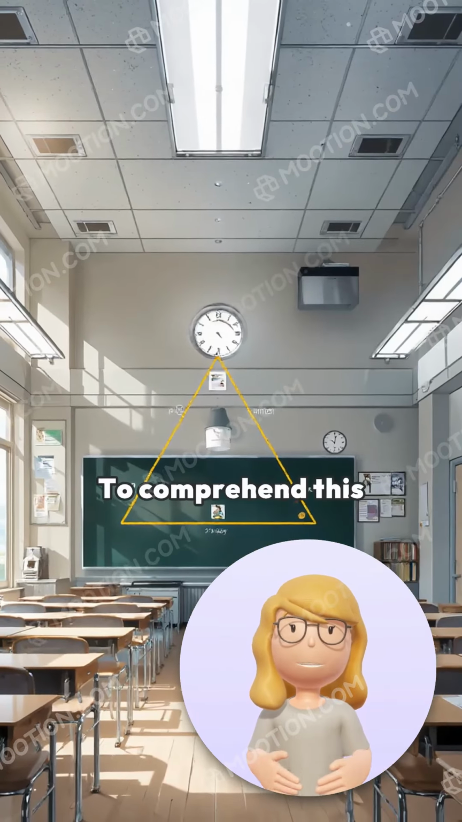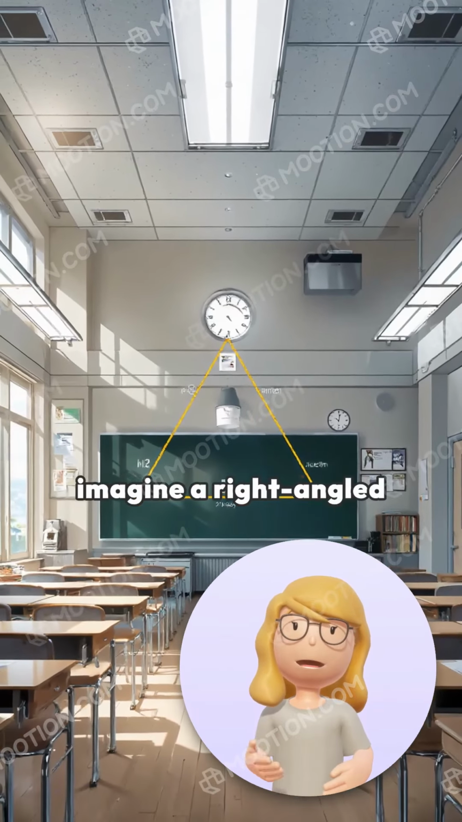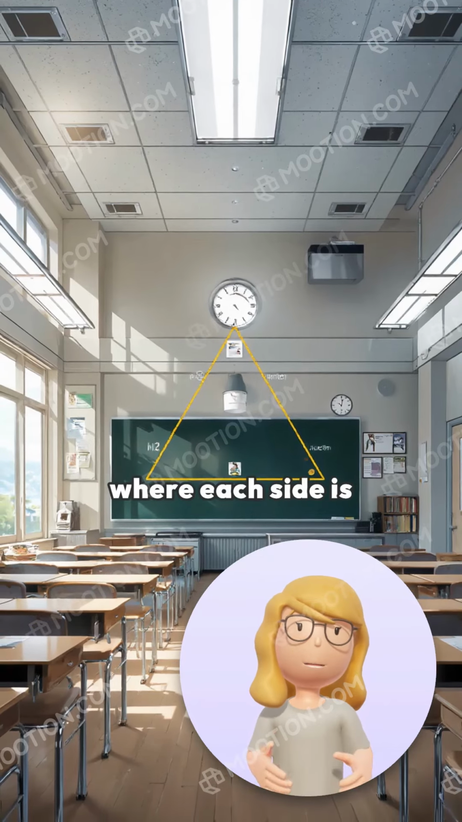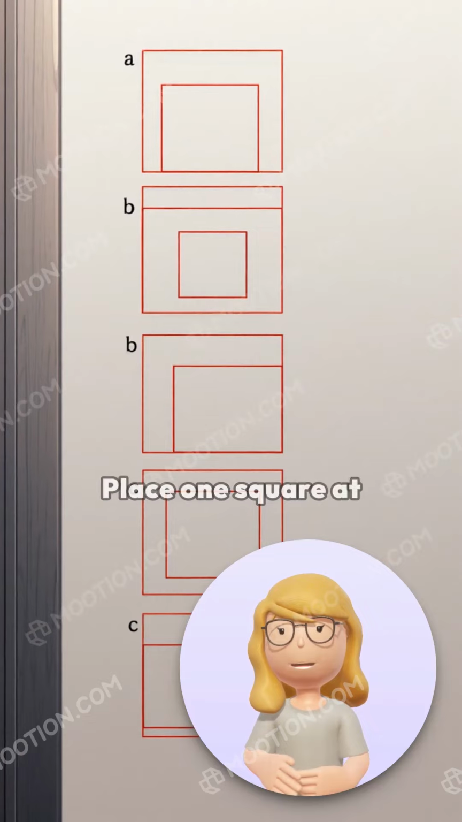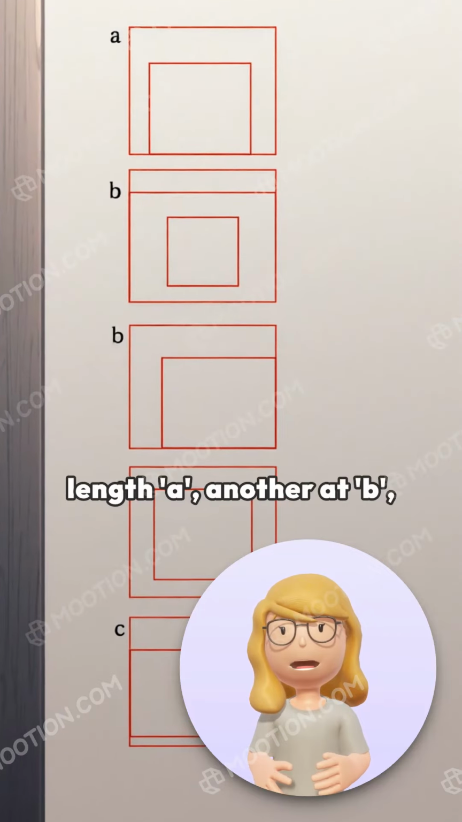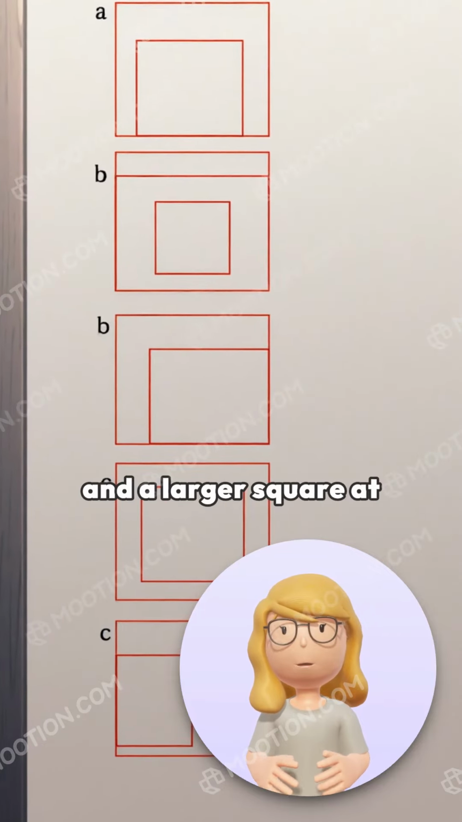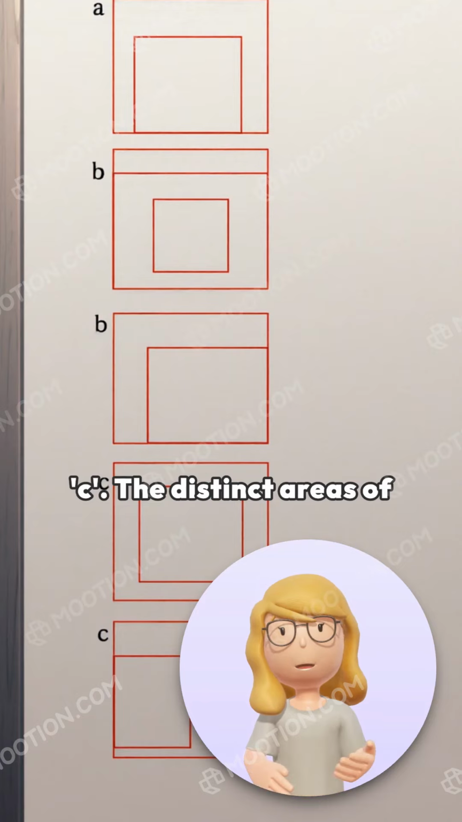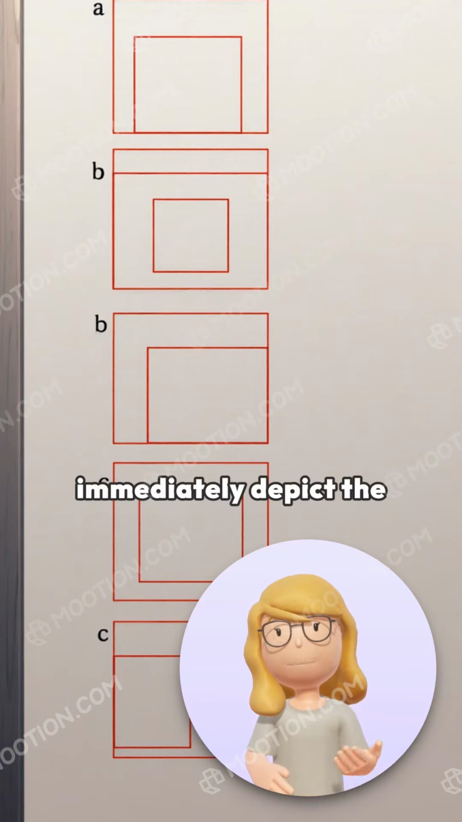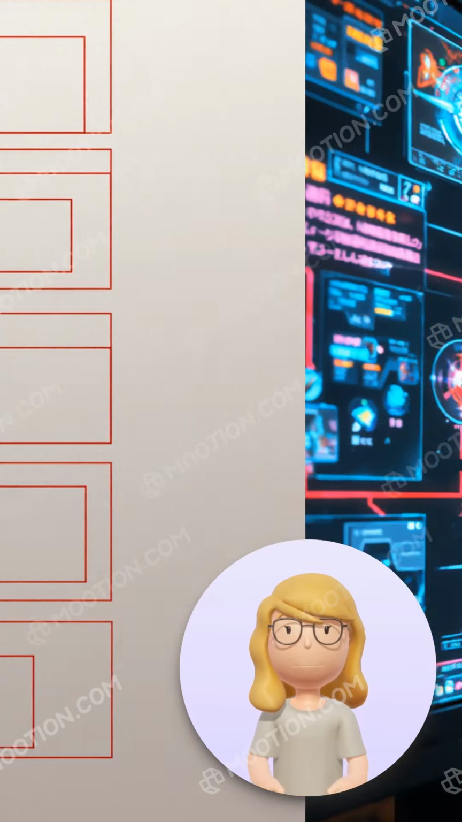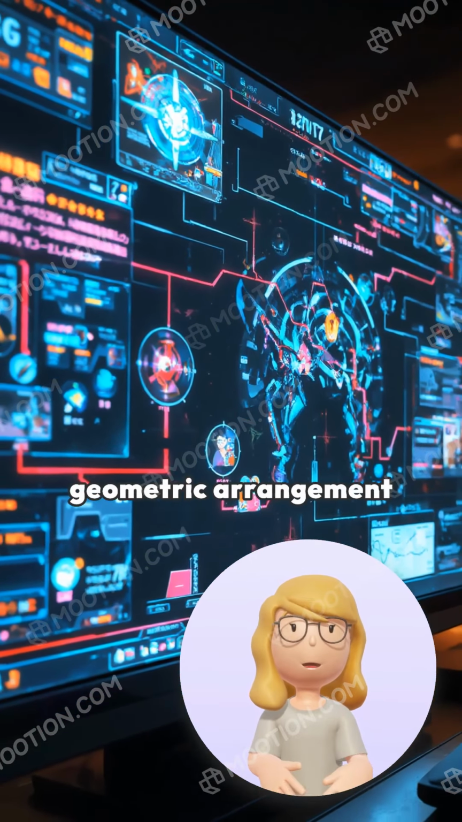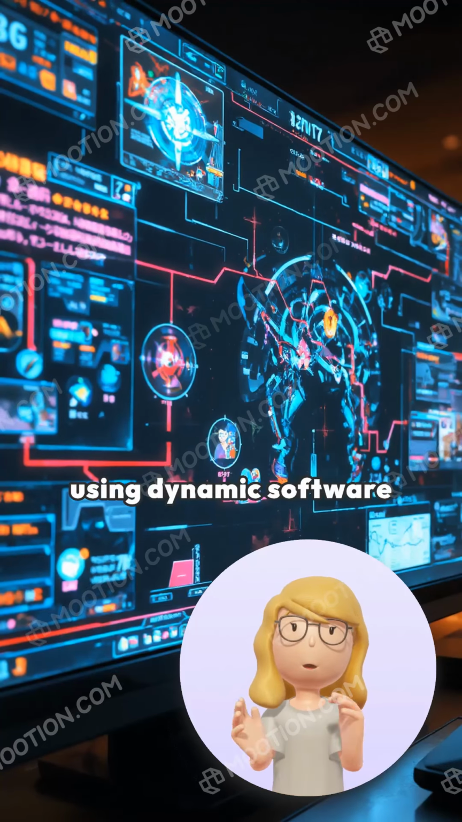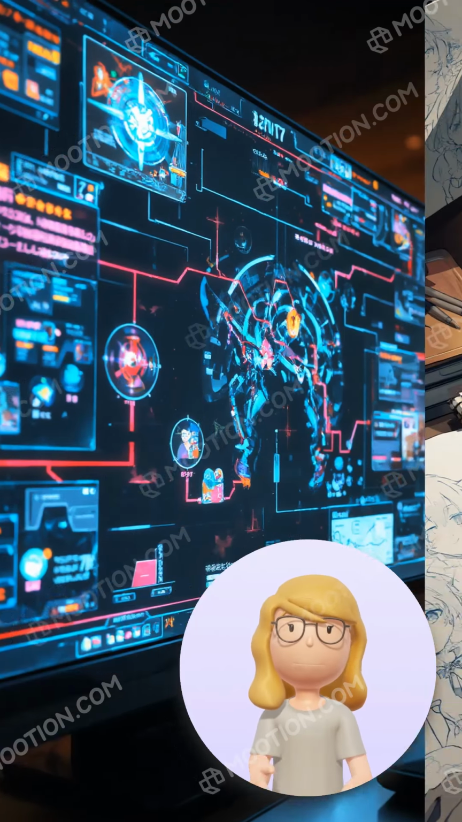To comprehend this theorem visually, imagine a right-angled triangle within a space where each side is extended to form squares on them. Place one square at a, another at b, and a larger square at c. The distinct areas of these squares immediately depict the theorem's assertion. For a clearer visualization, consider constructing this geometric arrangement using dynamic software or physical manipulatives.